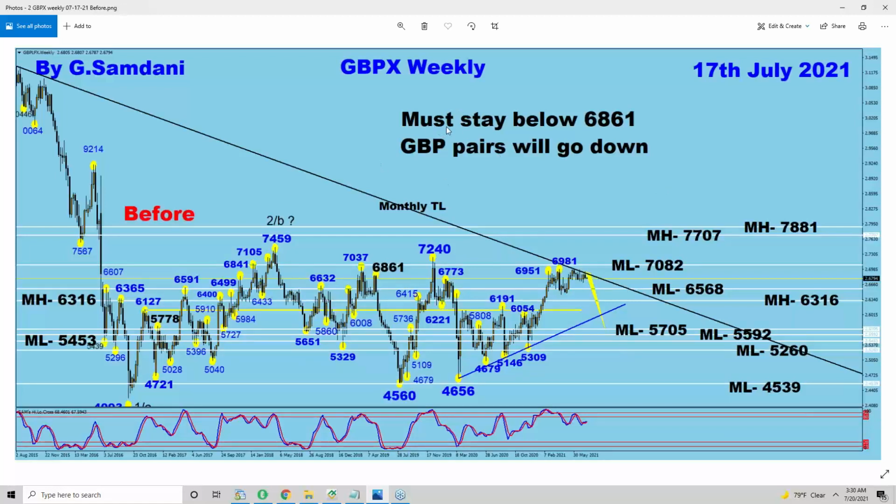And you can see here that it must stay below 68.61, which is right there, right? And if that happens and it starts to go down, all pairs will be going down. That's what happened, except for one pair, euro pound, where the pound is on the right hand side of that pair, so that will go.